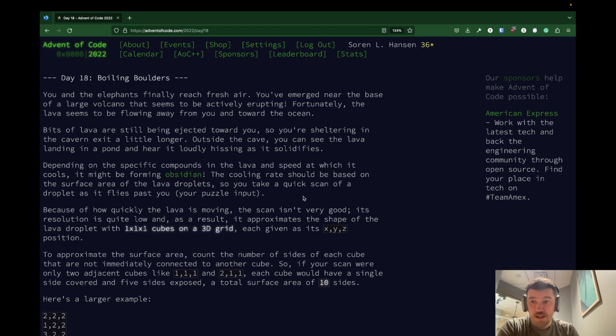The cooling rate should be based on the surface area of the lava droplets, so you take a quick scan of a droplet as it flies past you. This is your puzzle input. Because of how quickly the lava is moving, the scan isn't very good, its resolution is quite low, and as a result, it approximates the shape of the lava droplet with 1 by 1 by 1 cubes on a 3D grid, each given as its XYZ position. To approximate the surface area, count the number of sides of each cube that are not immediately connected to another cube. So if your scan were only two adjacent cubes like 1,1,1 and 2,1,1, each cube would have a single side covered and five sides exposed, a total surface area of 10 sides.